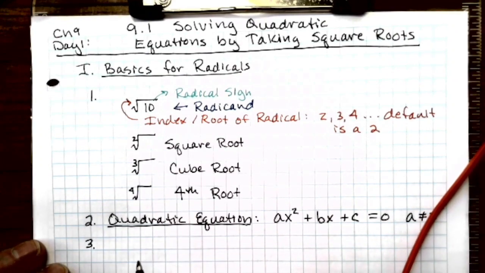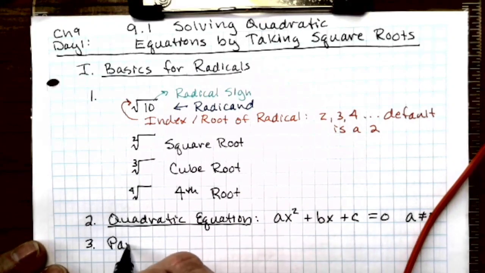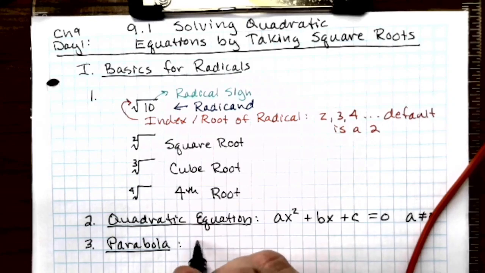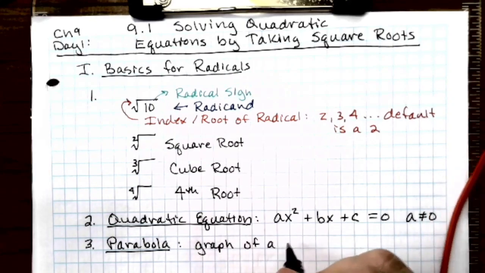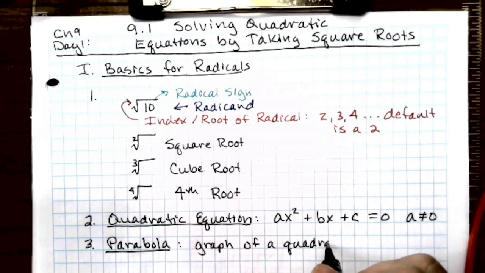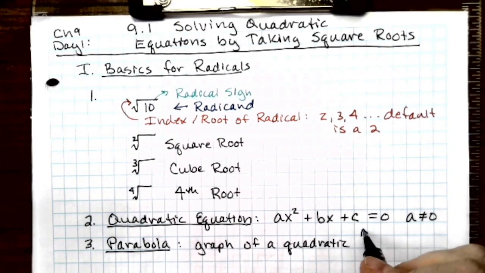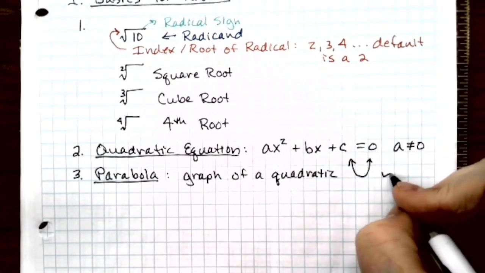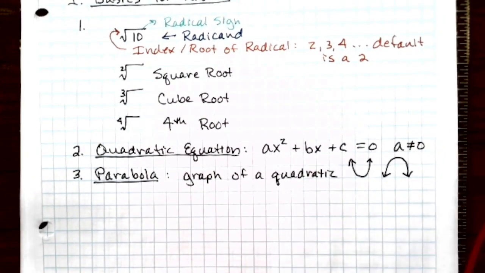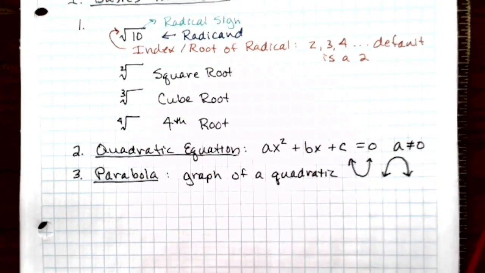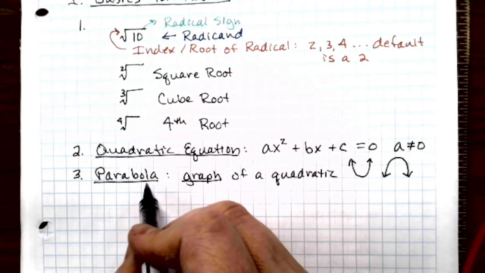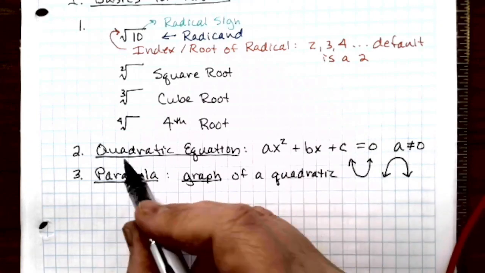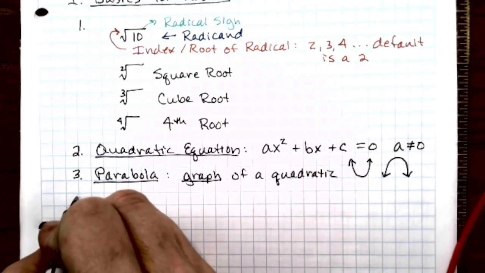Okay, term number 3, parabola. A parabola is the graph of a quadratic. And parabolas either open up like a horseshoe opening up, or they open down for what we're going to be doing. But the name of the shape of the graph is a parabola. The name of the equation that creates it is a quadratic.